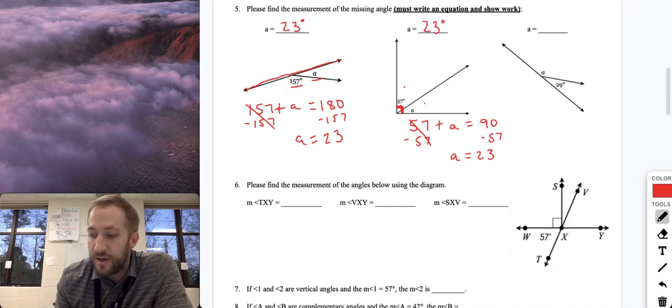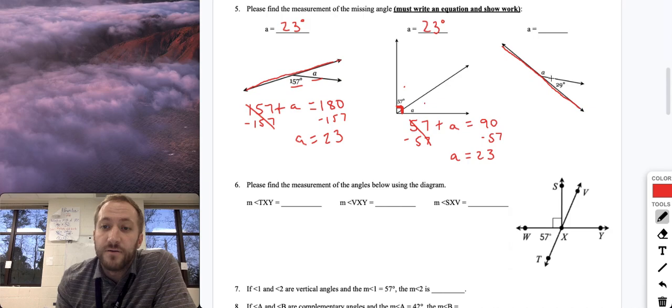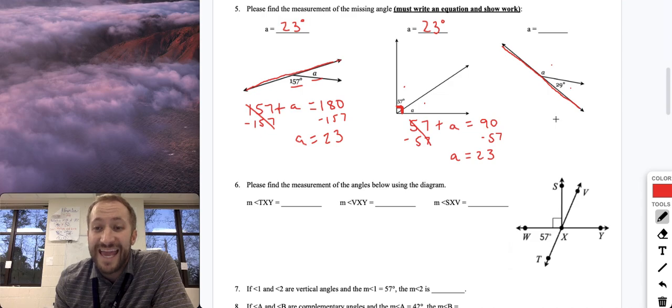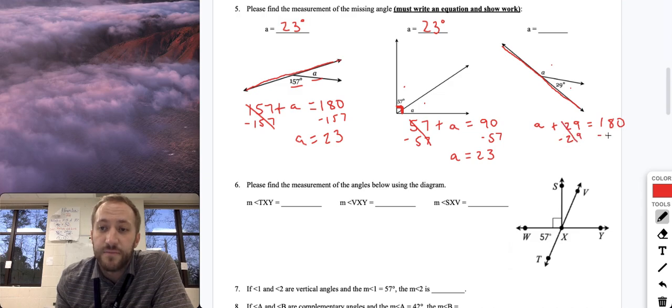Let's look at this last one. Now this is another set of, they're on a straight line, so that means this is a set of supplementary angles. So this angle plus this angle are going to add up to give me 180. So let's go and write that in an equation. A plus 29, and I'll set it equal to 180 degrees. Now let's subtract 29 on both sides, minus 29, and A is equal to 180 minus 29, that's 151. So A is equal to 151 degrees.